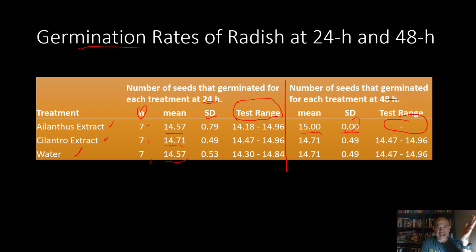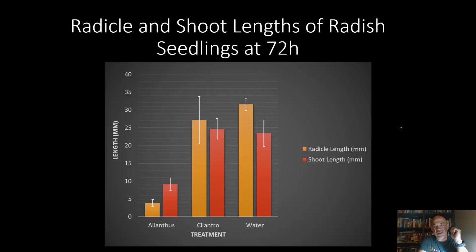So it seems that the Ailanthus, when we compare to the cilantro and the water, they didn't have 100% of the seeds germinate, but virtually almost all 15 did. And so we would take this to interpret that just biologically, there does not seem to be an effect of Ailanthus on the germination rate of radish. Okay, that's the only conclusion that we can make. We didn't prove it, but we have data that suggests that.